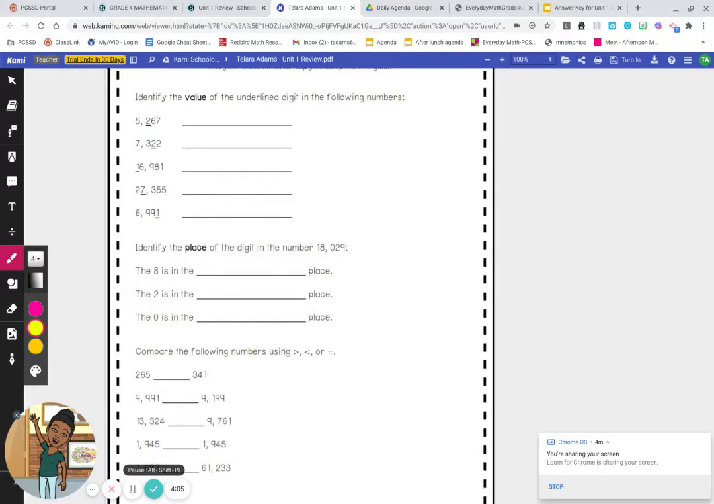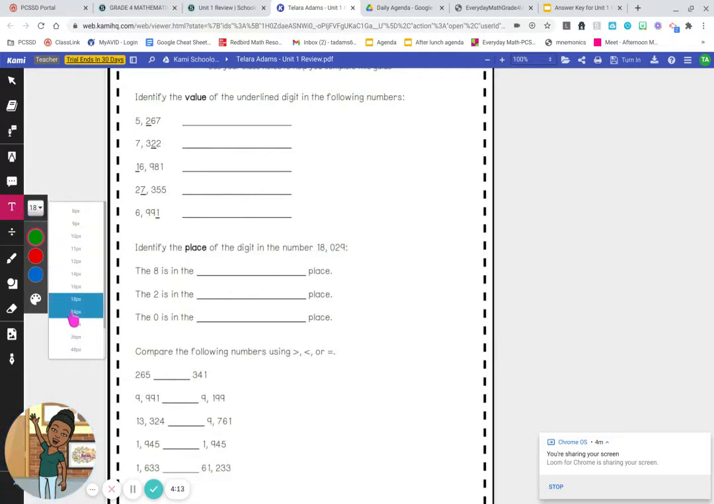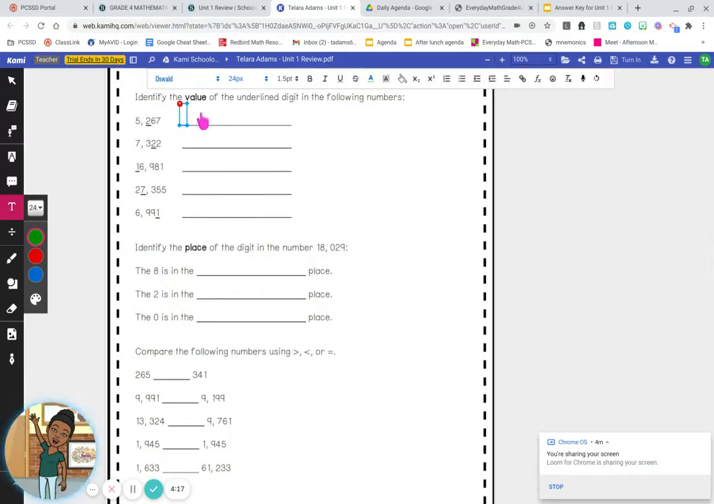5,267. Use your T tool, your text box, to change the size. You can click on this down arrow. I'm going to choose 24. Now back to my value. The value of the underlined digit is 2. It stays the same. The digits after it become 0. The value of the 2 is 200. My 2 stayed the same. The digits after it became 0.